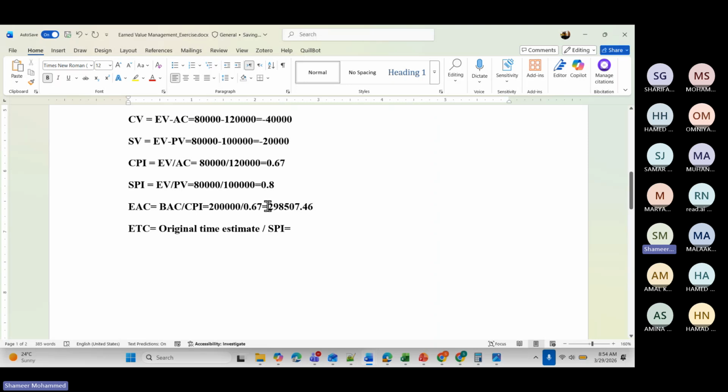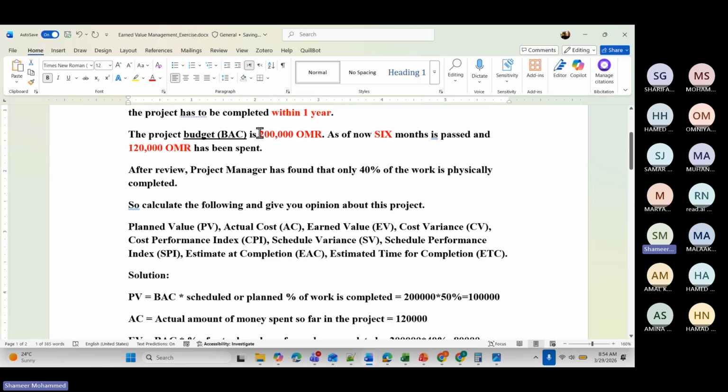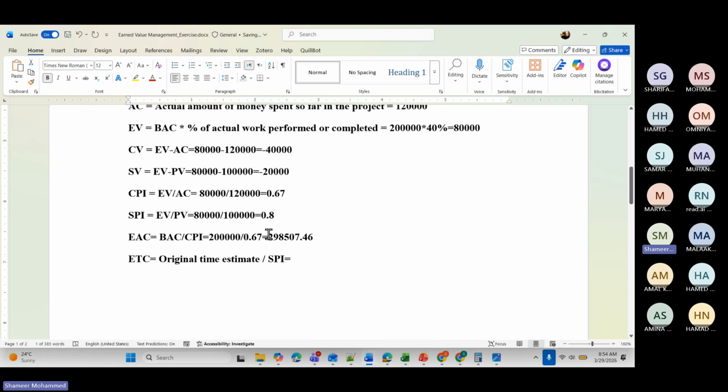This is the estimate at completion. What is your budget of the project? 200,000. See here how much more money you are spending: 98,507 real. You are spending more. This is cost. Time. Let us see the time.